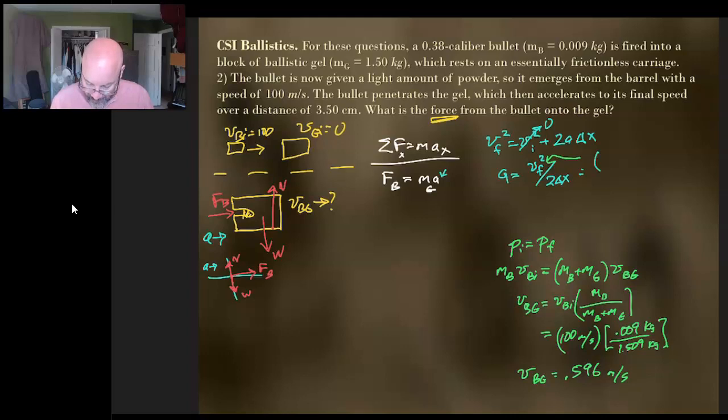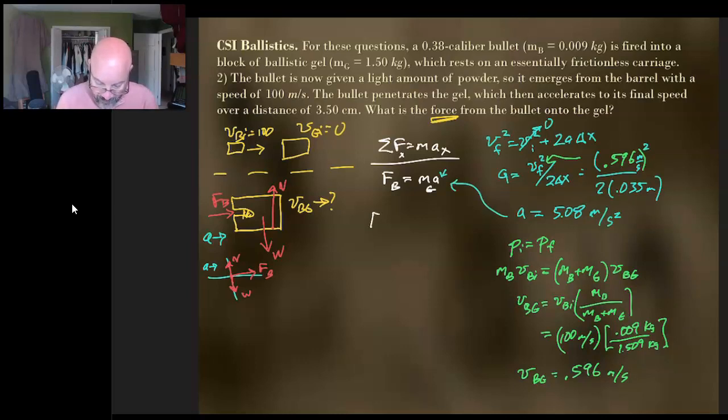Okay, so I'm going to have my 0.596 number, divided by 2 and 0.035 meters. Okay, this is meters per second in there. And what I'm going to get for my acceleration when I do that is 5.08 meters per second squared. All right, then I can plug that in up here.